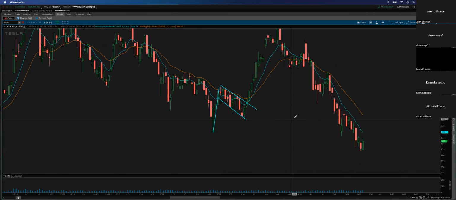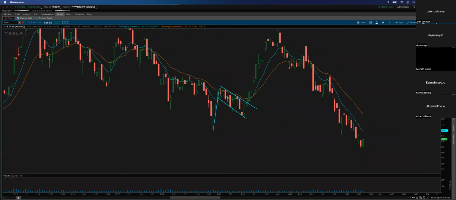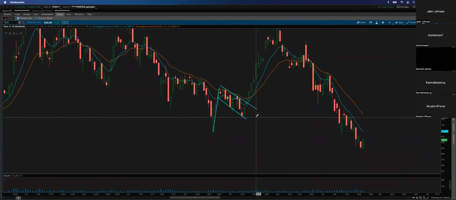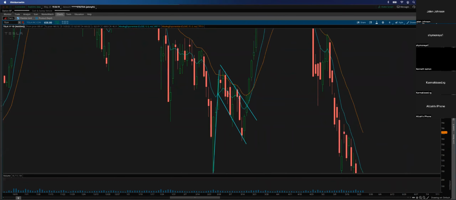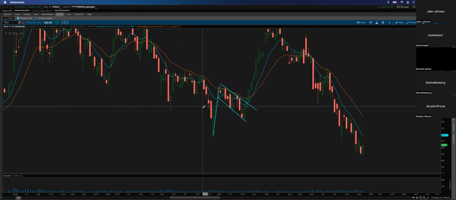Not every flag is gonna be the best one. This was a huge flag right here. This was a huge one. What did this go from? This went from 760 to 1,000. This was a huge move on Tesla. It was a $300 move on Tesla.